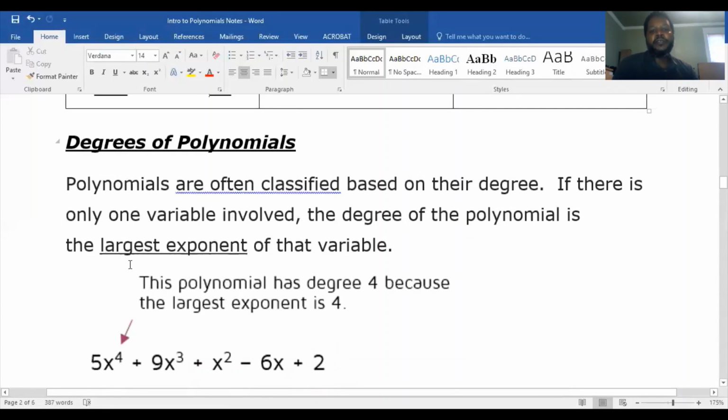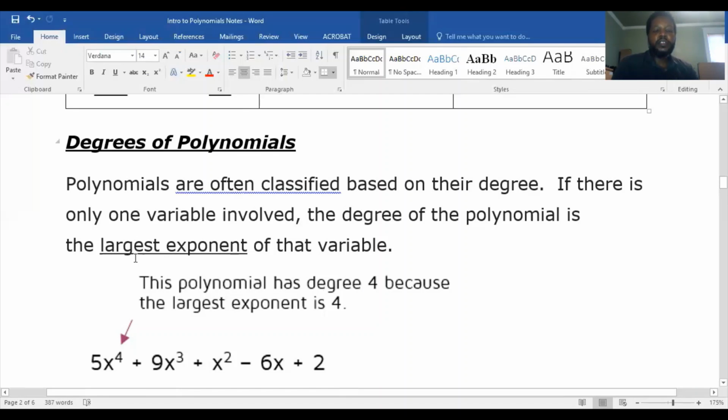So polynomials are often classified based on their degree. If there's only one variable involved, the degree of the polynomial is the largest exponent of that variable. Okay, whoa, that's a lot. So what that really means is that you have to try to put them in order based on the exponent. So if they're not already written in order, you have to write it in order so you can decide which one is the largest exponent. So as we can see here, we have 5x to the 4th plus 9x to the 3rd plus x squared minus 6x plus 2. So this example has a degree of 4 because the largest exponent is 4.